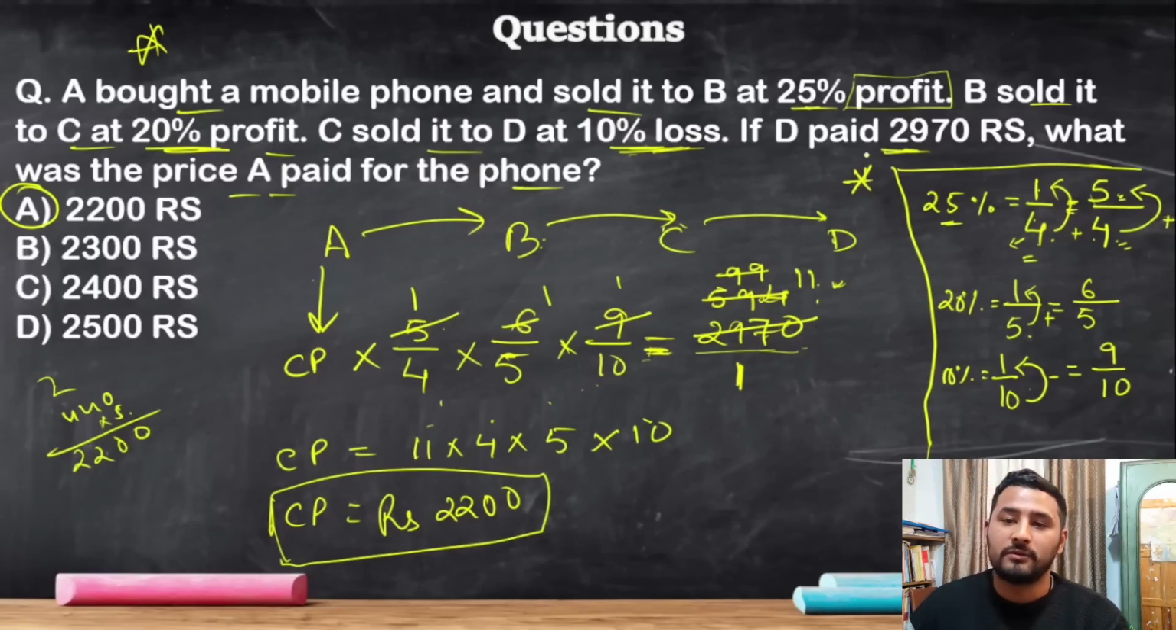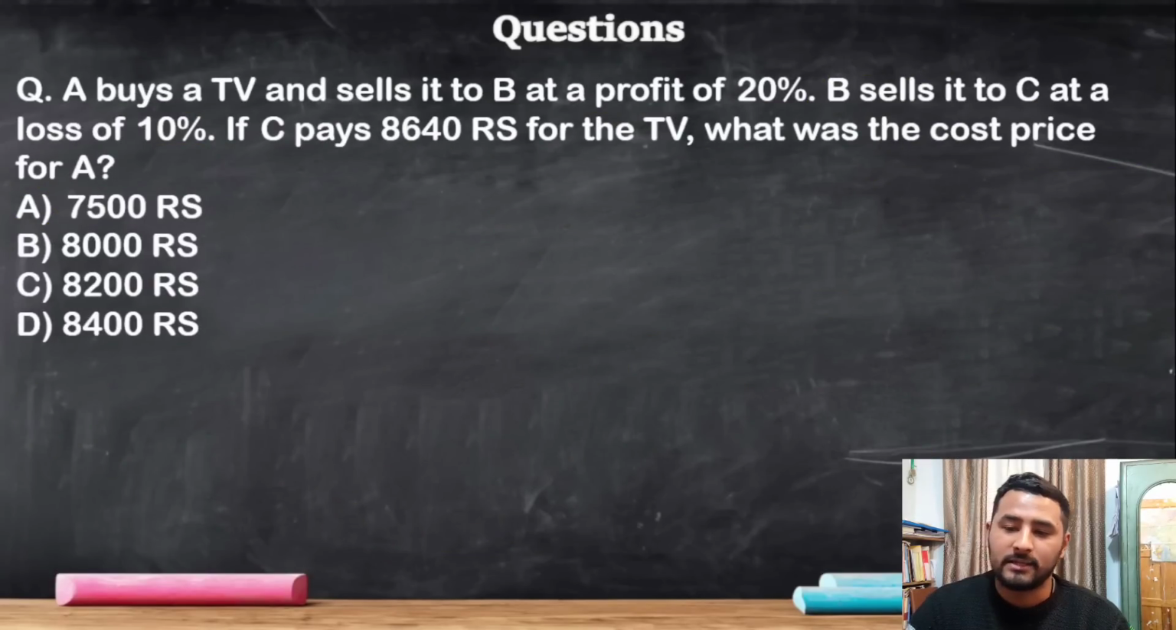I have brought one more question just in case you are not understanding this one. Let's see one more. Let's see. A buys a TV and sells it to B at a profit of 20%. See, B sells it to C at a loss of 10%.